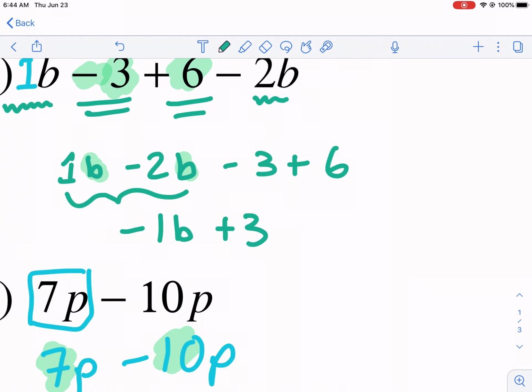Now, what do I do from here? There's nothing left to do. You can't combine these terms. So this is all there is left.